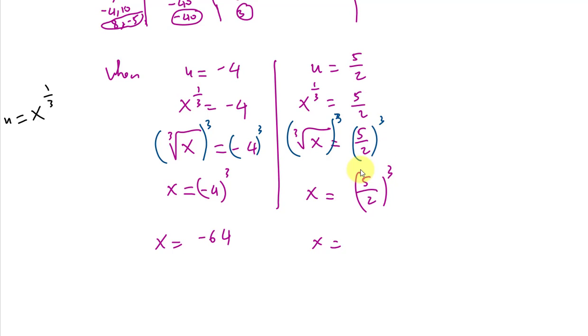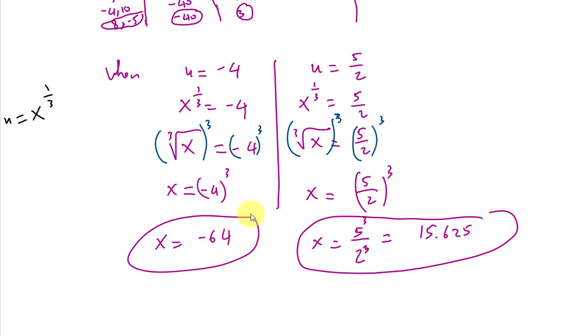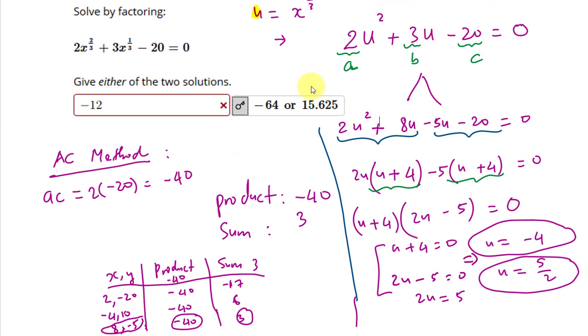The other one is when x equals 5/2, so 5/2 to the 3rd power. On top, 5 to the 3rd power is 5 times 5 times 5, and at the bottom, 2 times 2 times 2. If you divide that, you should get 15.625. And these are the two answers for your equation: x equals -64 or x equals 15.625. And that is the answer.